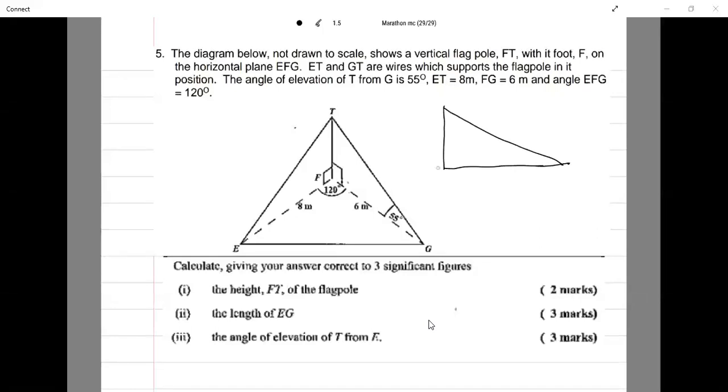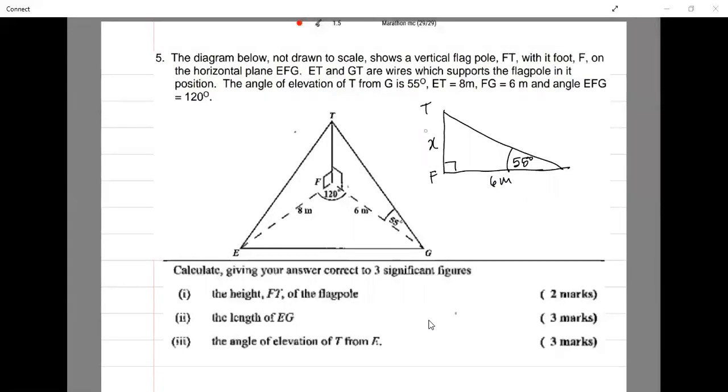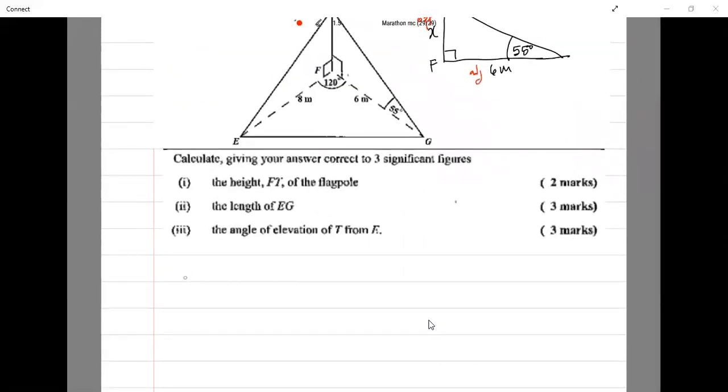So this is F, this is T, this is 6 meters, and we're told that the angle here is 55 degrees. The angle here is 90. This is X. This is opposite. This is adjacent. The ratio that includes opposite and adjacent is tan. So I'm going to say tan is equal to opposite over adjacent.